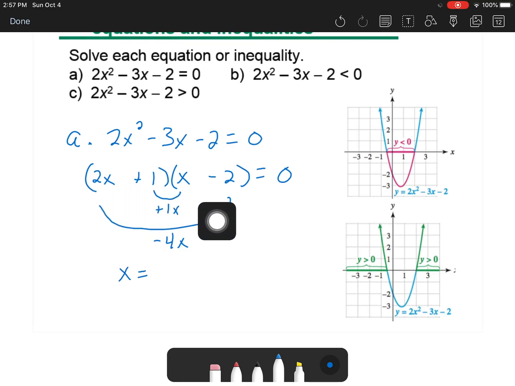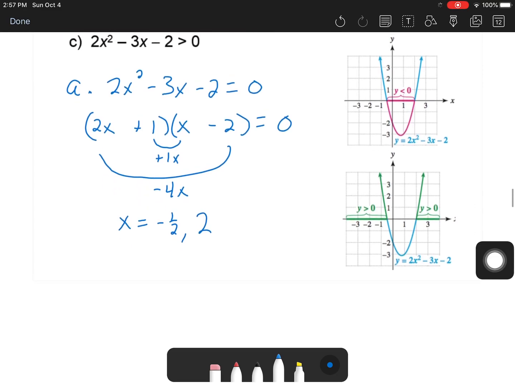And then my solution set for the equation part of it would be, if I set 2x plus 1 equal to 0, I'd get negative 1/2. And if I set x minus 2 equal to 0, I get positive 2. So those are my x-intercepts, negative 1/2, positive 2. That's where the parabola would intersect the x-axis.